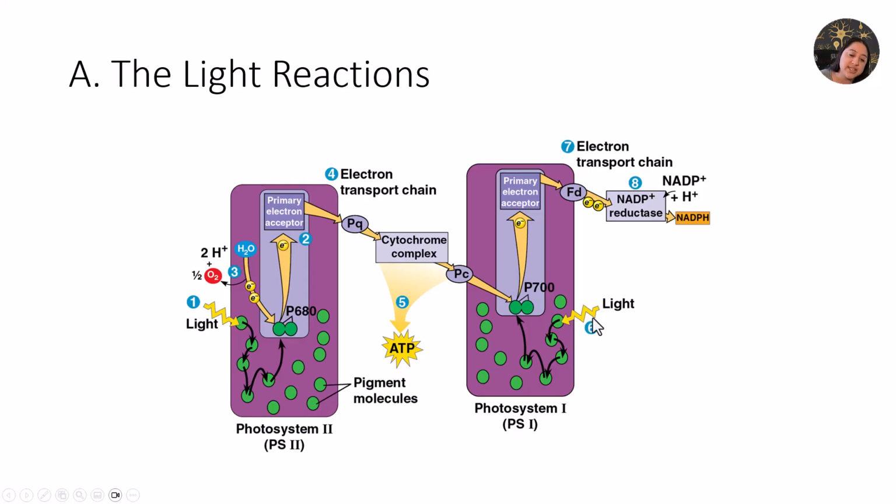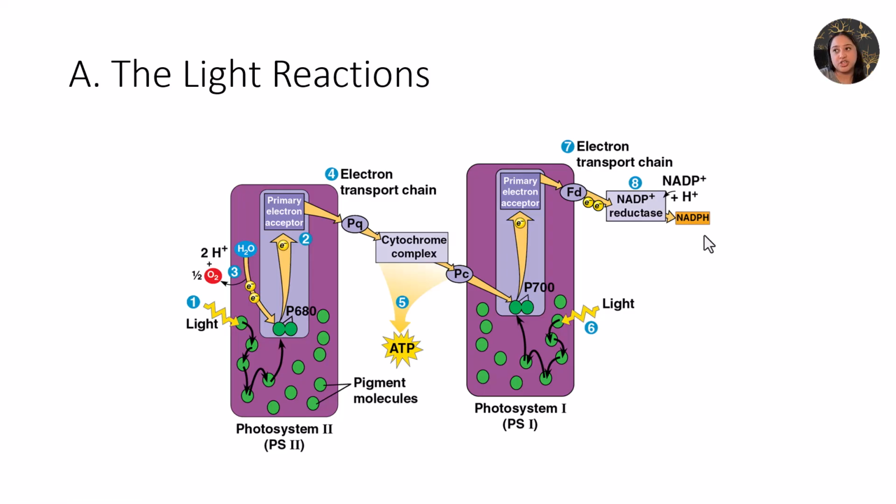Light is also hitting this photosystem, and so it's exciting this. The primary electron acceptor accepts this electron, passes it along to another electron transport chain. There is no ATP made here. It's just transferring stuff. And then you're making NADPH.